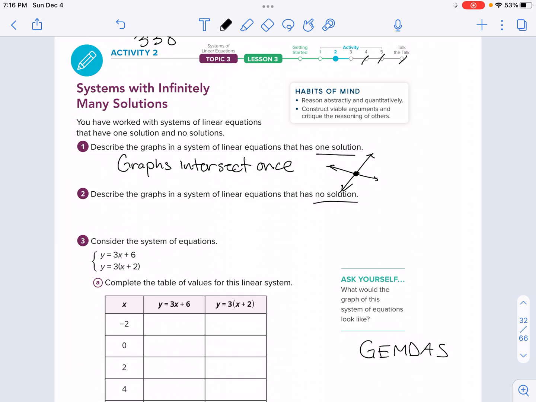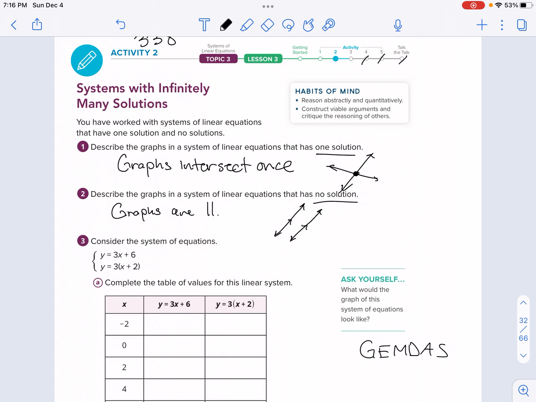Okay. Number two, describe the graphs of a system of linear equations that has no solution. So if the graphs are two straight lines and they intersect once, that's one solution. Where they intersect no times, we'll just say the graphs of these straight lines are parallel. I'll put the symbol for parallel. And then let's draw an example here. Right, two parallel lines. When you annotate two lines, you put an arrowhead in the middle of it. That means that those two lines are parallel. We talked about that when we worked on transformations in Module 1.